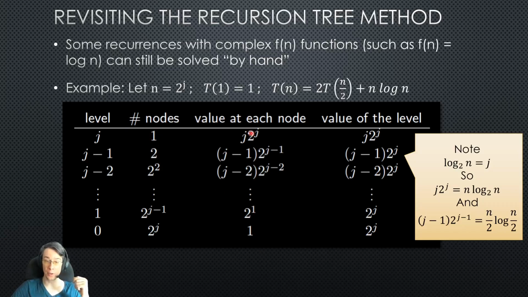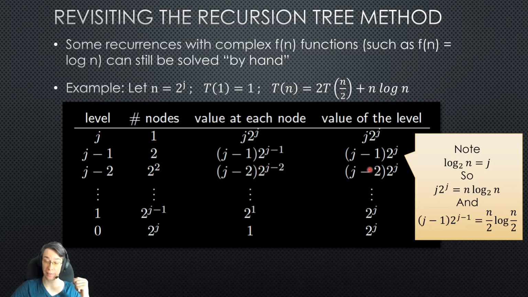So we have one node with this value, so that's the whole value for the level. We have two nodes with this value. Well, 2 to the j minus 1 times 2 for two nodes is 2 to the j. So this is j minus 1 times 2 to the j. And then this pattern continues. So 4 nodes, 2 to the j minus 2, multiply that by 2 to the 2, you get just 2 to the j.